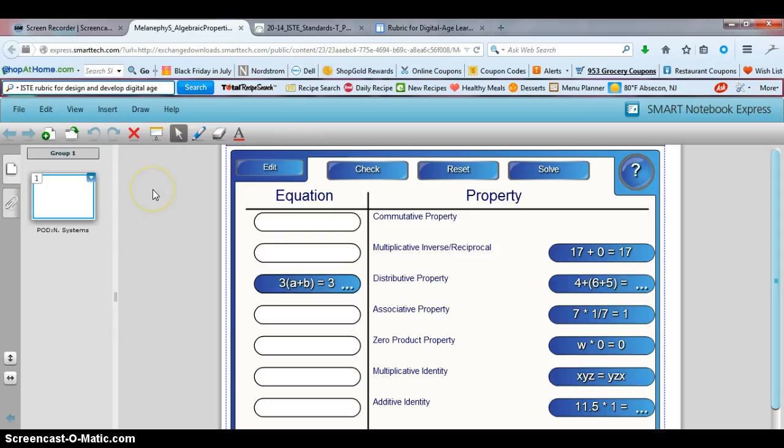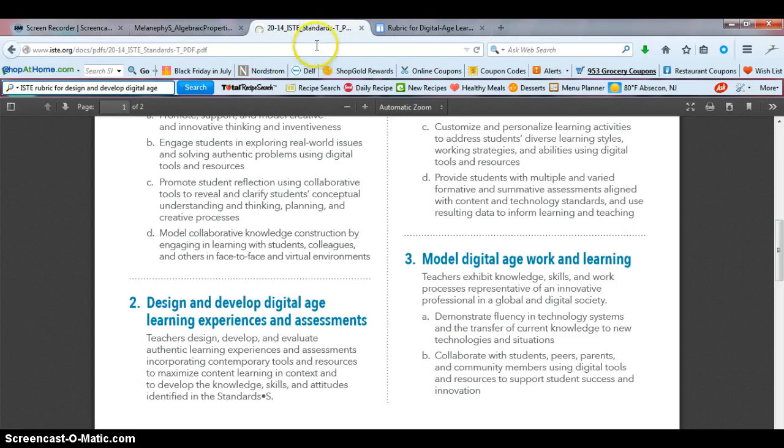So using this as my lesson, the standard that was covered was 2, design and develop digital age learning experiences and assessments. Teachers design, develop, and evaluate authentic learning experiences and assessments, incorporating contemporary tools and resources to maximize content learning in context and to develop knowledge, skills, and attitudes identified in the standards for students. This particular lesson incorporates 2D, which provides students with multiple and varied formative and summative assessments aligned with content and technology standards and use resulting data to inform learning and teaching.